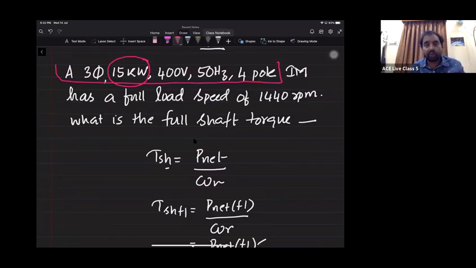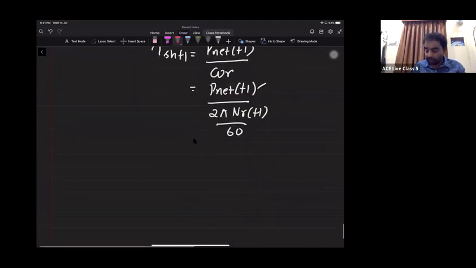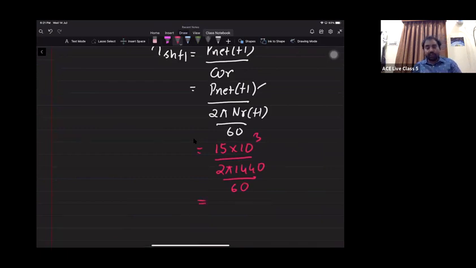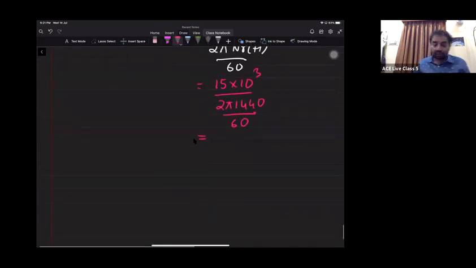So what is the full load output power? It is 15 kilowatts. So it is 15 into 10 power 3 by 2 pi into 1440 by 60. So what is the answer? Can you please tell? 9.947 Newton meter. 9.947 Newton meter. I hope this is clear to all of you.